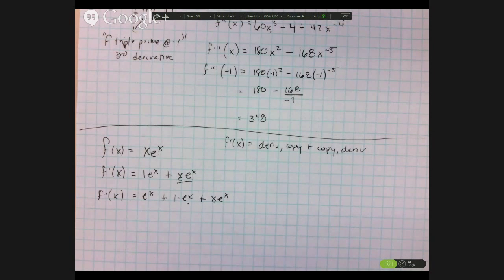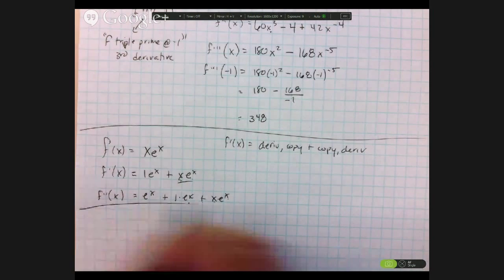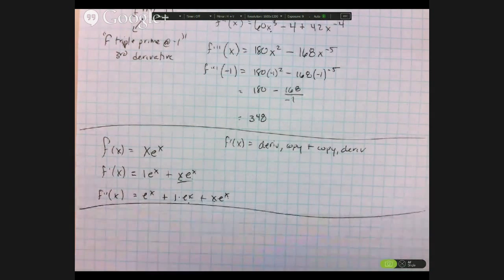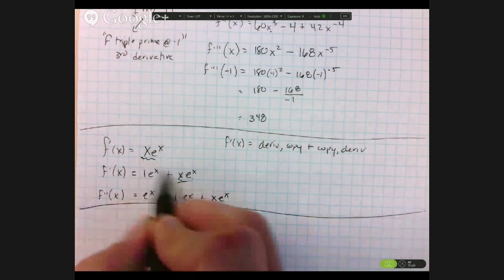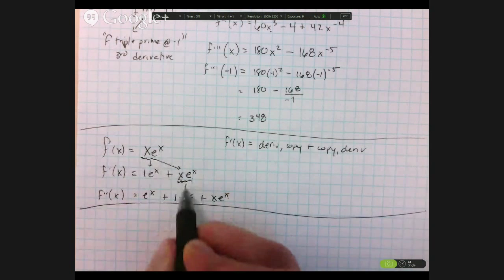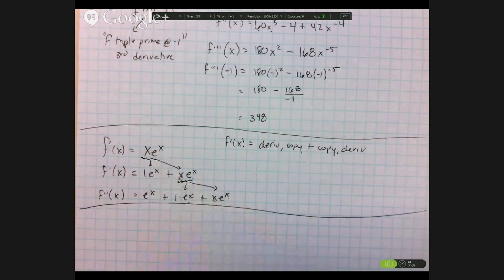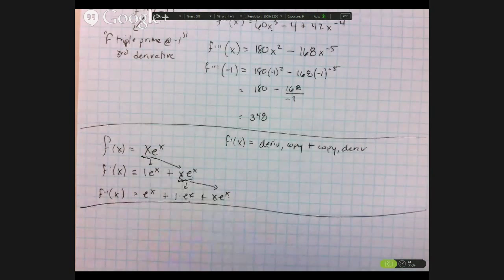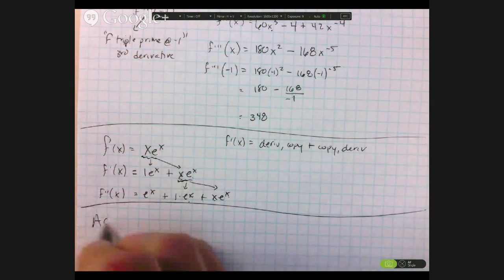You get the idea of higher derivatives. So you're using the product rule? Yep. So this product rule, 1, 2. Then this one is a product, so 1, 2.